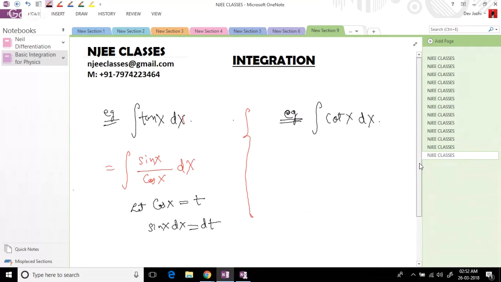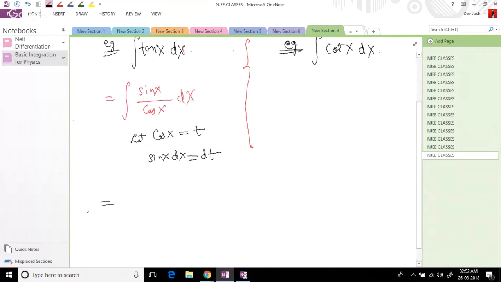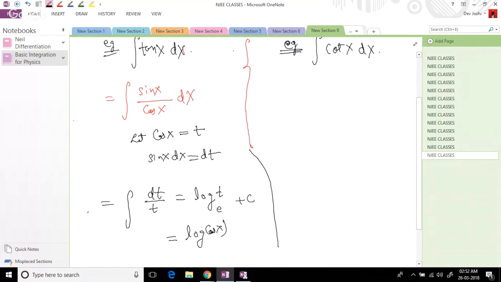Correct? So let's put in its value. So what we are having? Integral of sin x dx is dt upon t. So it is simply the integral of 1 upon x, which is log x on the base e. So log t on the base e plus c. Now put in the value of t. So what is t? Cos x, right? So it is equal to log of cos x on the base e plus c.